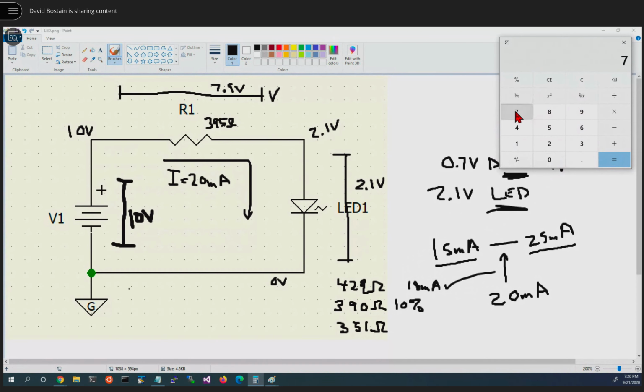Let's try 7.9 divided by 351. That's 23 milliamps. That's still safe. Now to get the power, we need to take this current times the voltage, which is 7.9. And that's going to give us 178, or roughly 180 milliwatts.